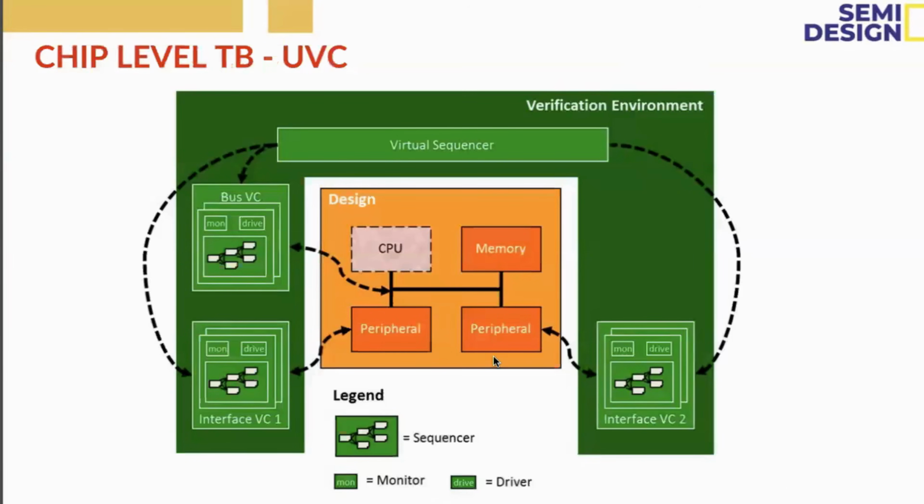Next one, chip level UVC. Whatever we have discussed up to now, how we will consider the UVC. Suppose inside the design, there is a CPU, memory subsystem, peripheral subsystem, and this is another peripheral subsystem, or you can consider it as an IP. For the peripheral IP, we have considered one UVC and another interface UVC, and for this bus, another UVC. Okay, bus VC.